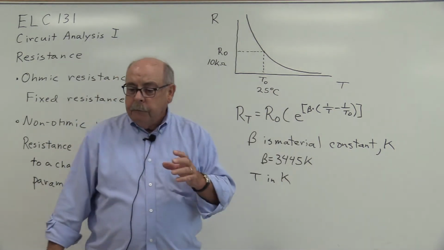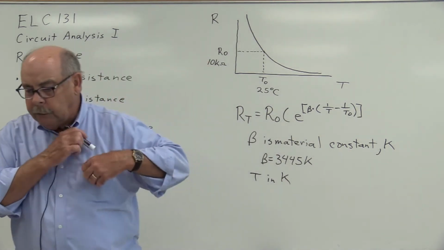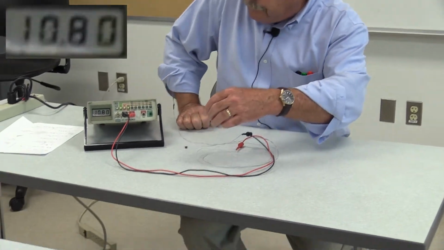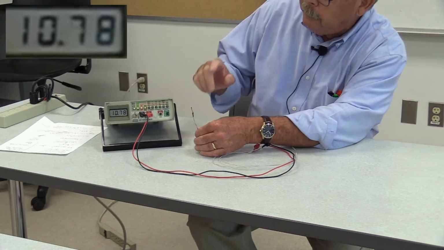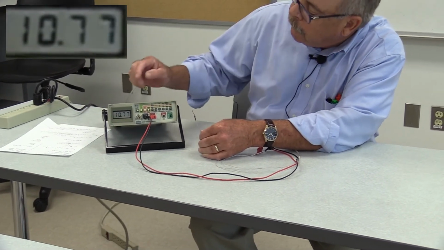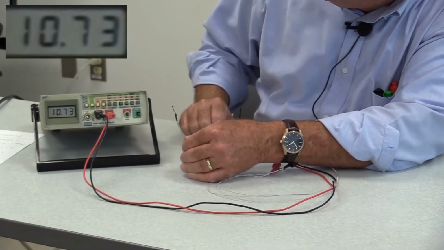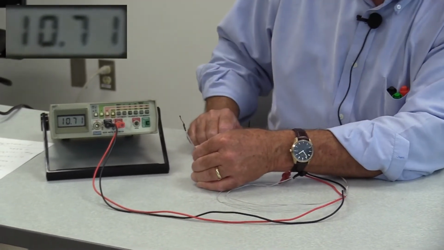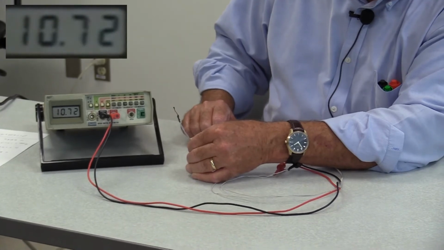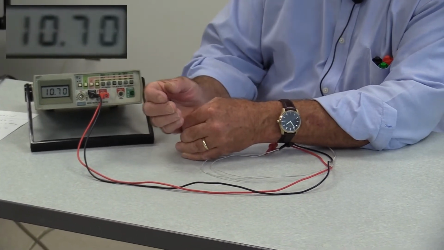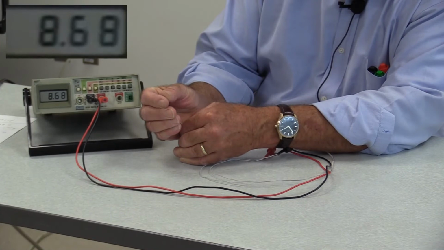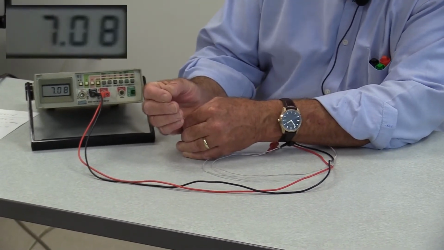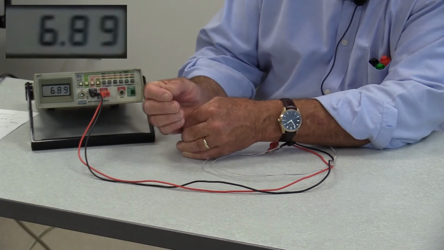Now, let's take a look at the change in resistance of this device. And we see that the thermistor is hooked up to an ohm meter, and here at room temperature, which is about 27 degrees Celsius, we've got 10.7 kiloohms. And I'll hold this between my fingers and heat it up, and we can see the resistance decreases as the temperature of the thermistor increases.